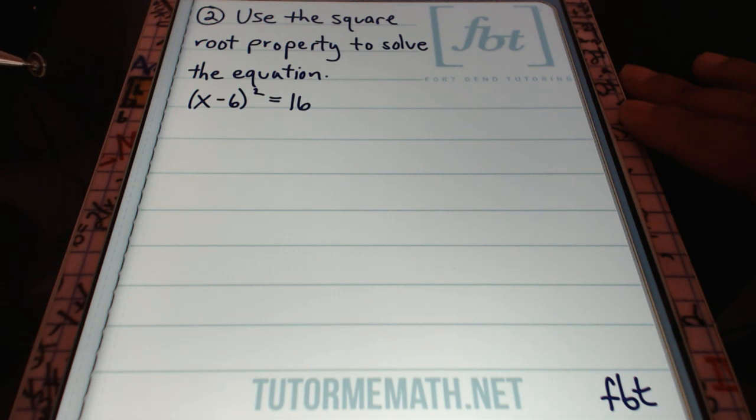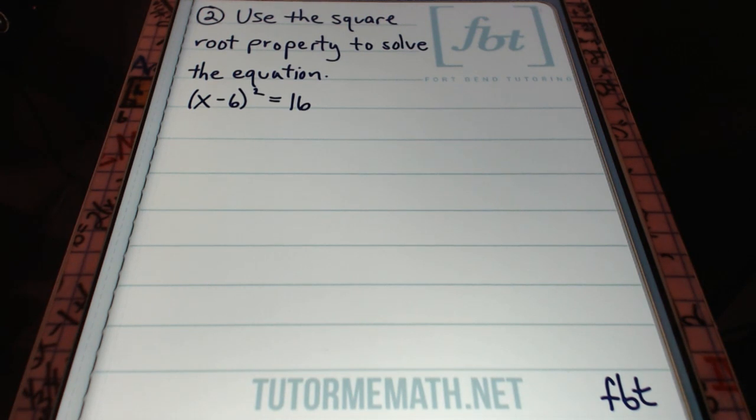In number 2, it says, use the square root property to solve the equation. Guys, I have a secret to tell you. The square root property video on Forbidden Tutoring's channel is basically showing you a shortcut of sorts. It's correct, you can get the right answer, but it's not really fleshing out the square root property as you should see it as a math student, as a mathematician in development. So I'm going to show you the right way right now with this problem.